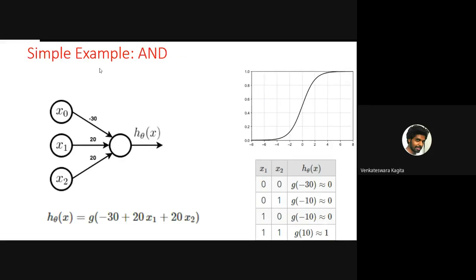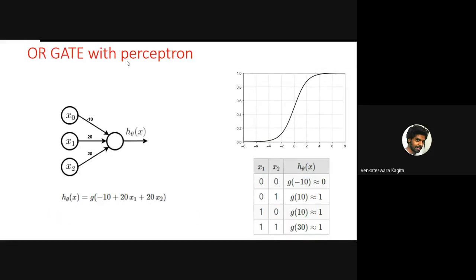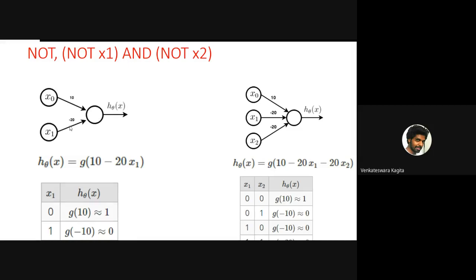Similarly, with one perceptron, I can design the AND gate. I can also design the NOT gate by taking 10 and minus 20 as the weights. If the input is 0, I get 1. If it is 1, I get 0. Using this, I can also design the not x1 and not x2 gate, with weights 10, minus 20, minus 20. What is not x1 and not x2? If both are 0, then it is 1. Otherwise, it is 0.